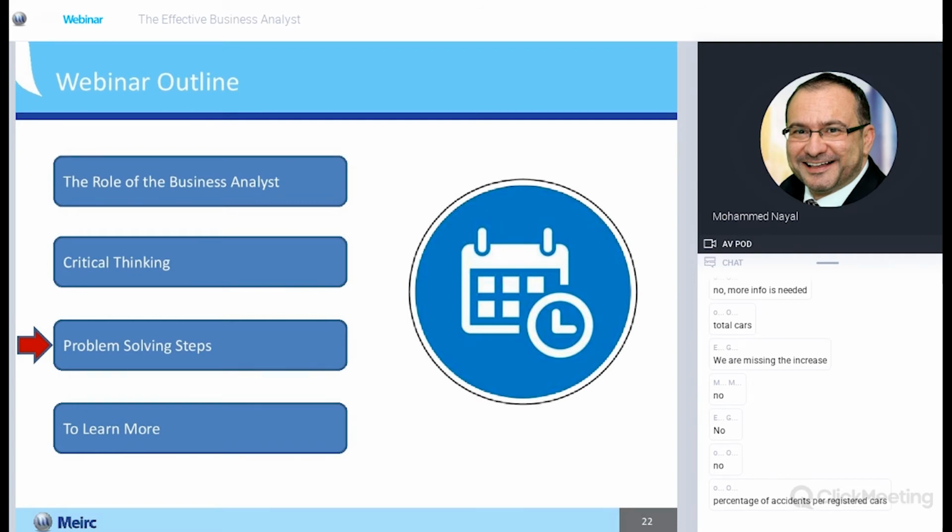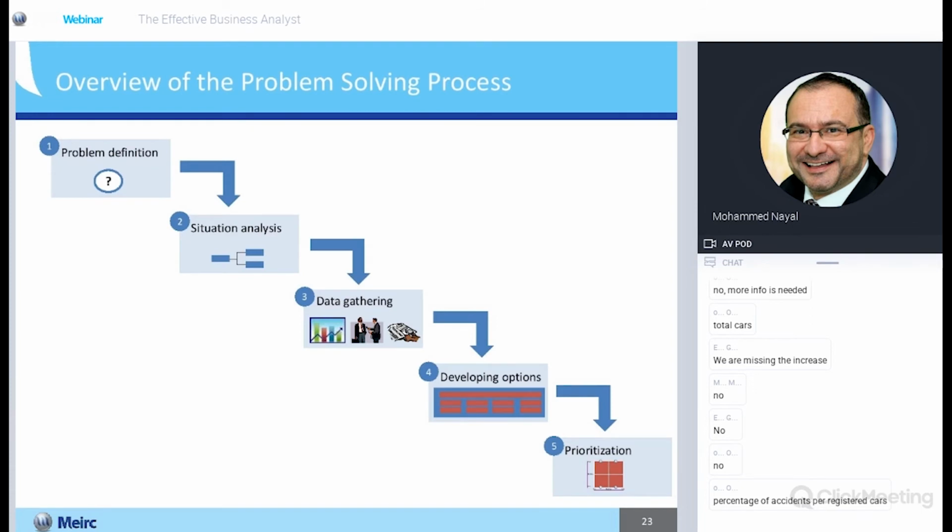The other thing that I want to talk about a little bit, and we don't have too much time left, so I'm going to go very quickly about this, is problem solving. Problem solving is a difficult thing to do because problems are not necessarily the same as others. And the good business analysts are those who follow a certain process. And that process begins with problem definition.